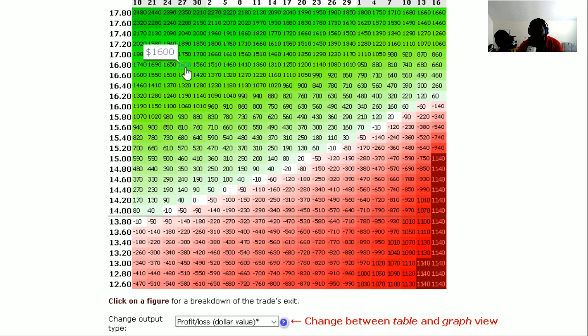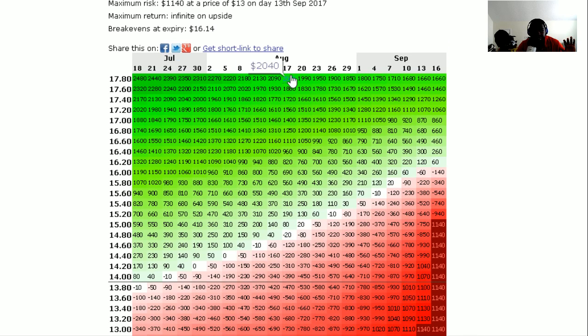Now, let's say this keeps going. All right, we let our profits run. We get up to $17.80, let's say by August 17th. Let's scroll up a little bit. August 17th, $17.80. Let's look at it. Oh, my God. We're at almost $2,000. We're up over 100% on our $1,100 investment.